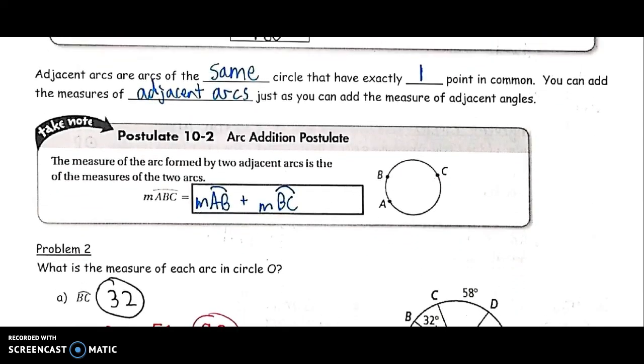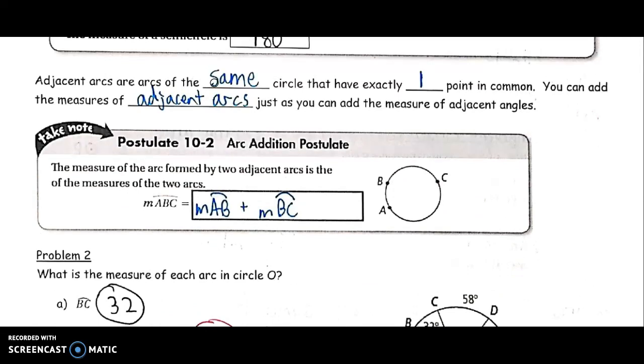Other definition to come up with is that adjacent arcs are arcs of the same circle that have exactly 1 point in common. And we can add the measures of adjacent arcs just like we can add adjacent angles. So it's a pretty similar concept to when we last saw adjacent angles. Adjacent arcs, you just want to think of as right next to each other. And if I want to find the combined distance of, let's say, a measure of arc ABC, and this looks like it would be a semicircle, even though we're not sure, because we're not sure if that's a diameter.